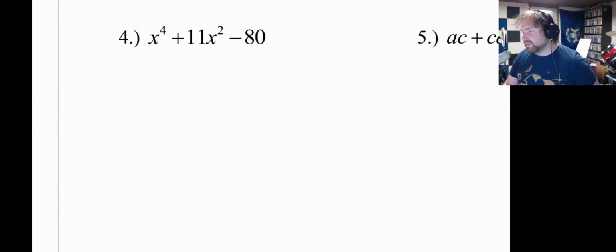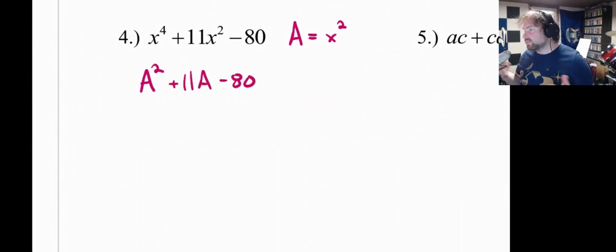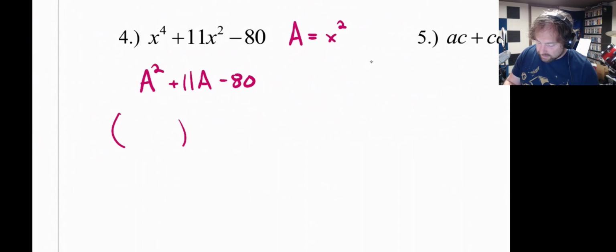is to use kind of a little bit of an algebra trick. Let's just bring in a capital A, and let's call capital A x squared. And what that does is it reframes the problem a little bit. x to the fourth becomes capital A squared because x squared squared is x to the fourth. And this is 11A minus 80. And now what you've got is a quadratic equation that is factored into two bits. And the leading coefficient is just A squared. So this is A and A, like that.